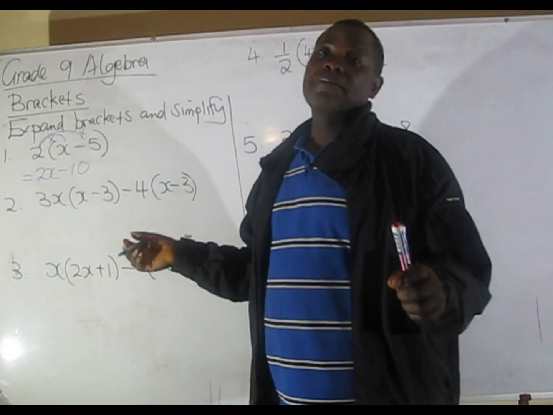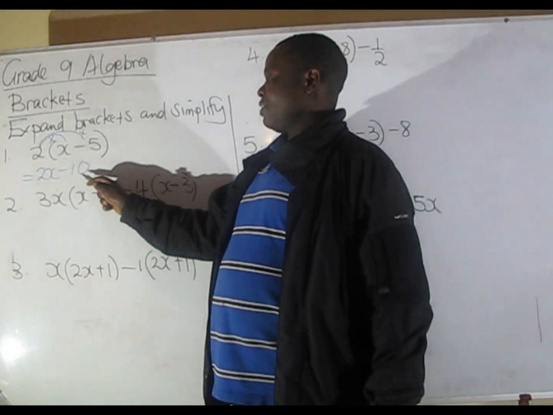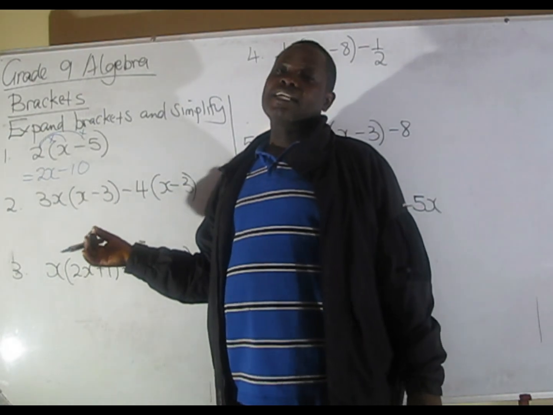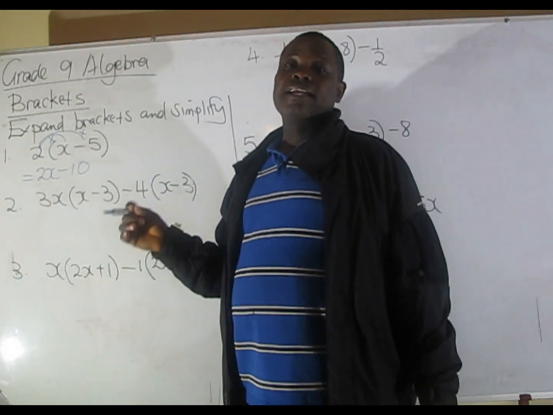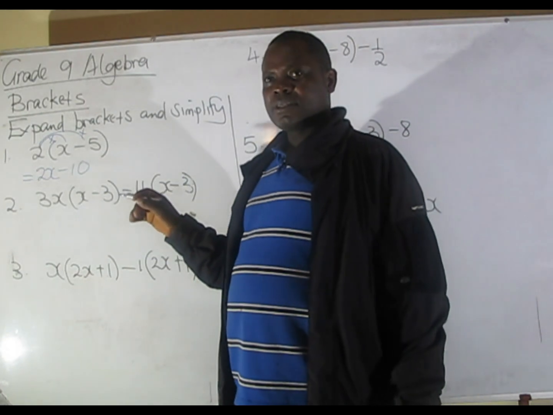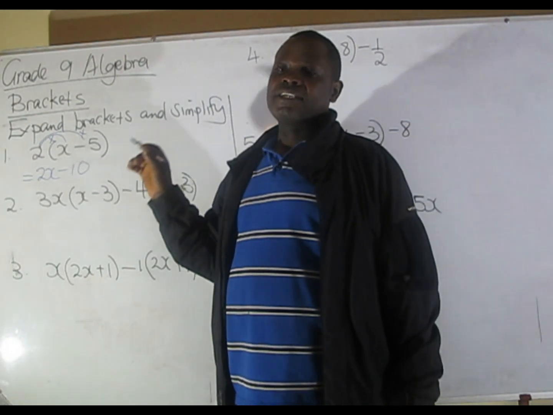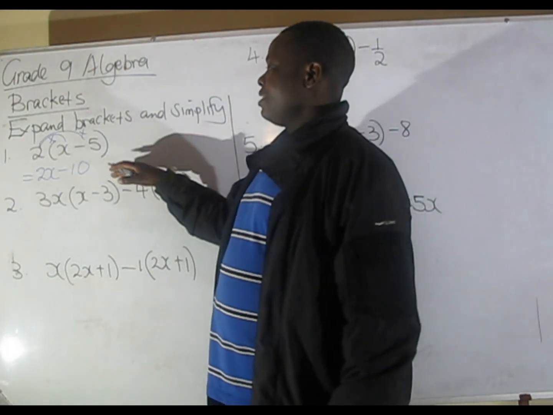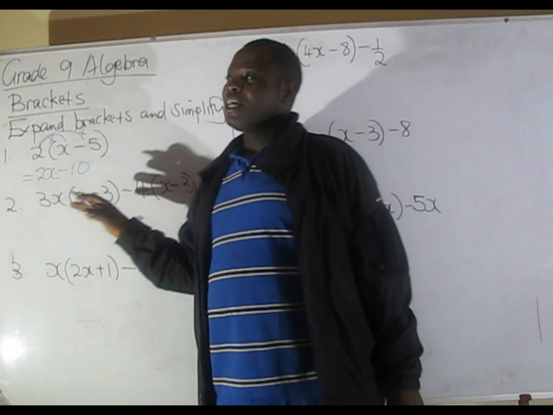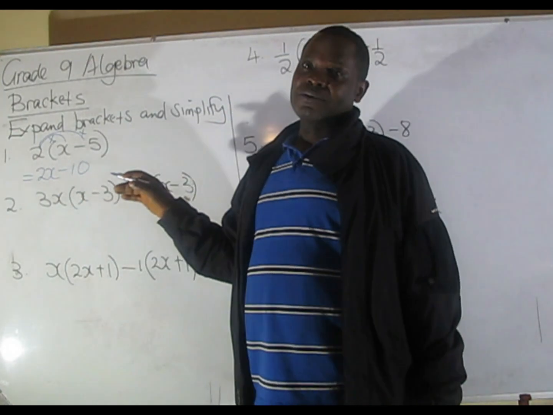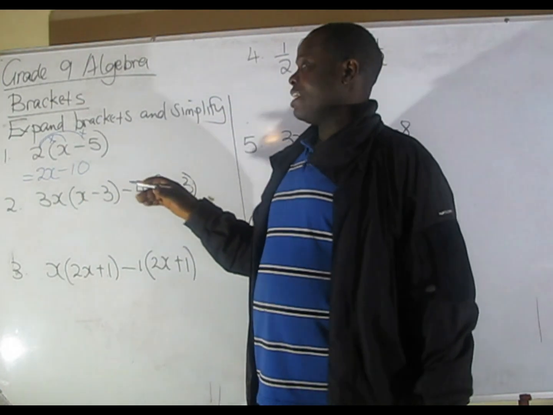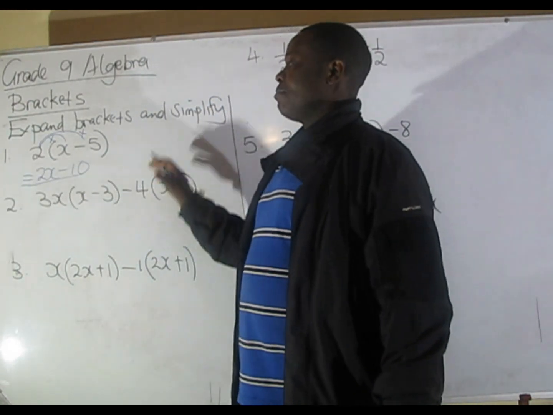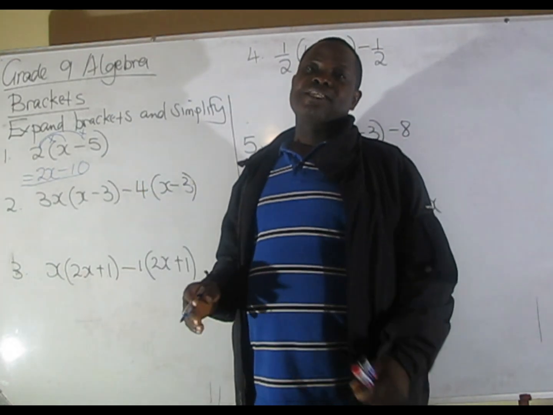Then after the multiplication, I look at my expression to see if there are any like terms that I can add or subtract. And remember, like terms are terms that have the same variables with the same exponents. So in this expression, I don't have like terms. Therefore, my answer is 2x minus 10. I have removed brackets and simplified my expression.